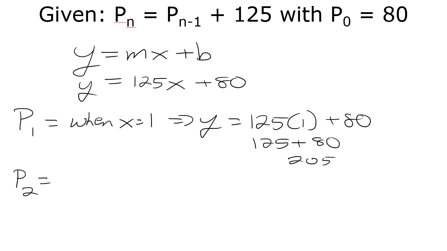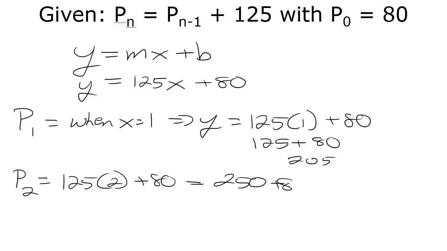And you might be thinking, well, that seems faster than doing all this. Well, yeah, maybe. And P2 could have been faster too. Now that you know P1, you know that you're just adding another 125 to it, so 205 plus 125. But you could also use the equation 125 times 2 plus 80, which gets you 250 plus 80, and that equals 330.